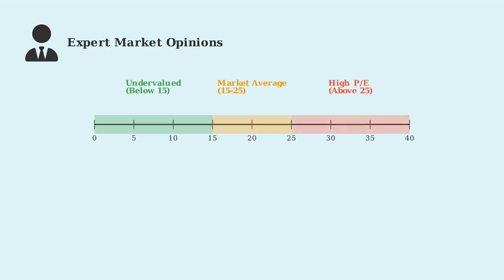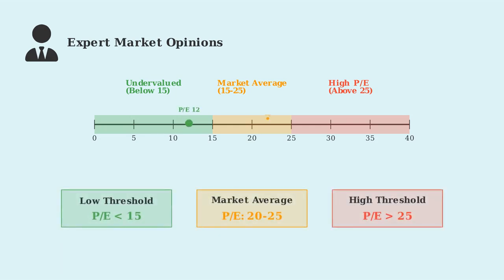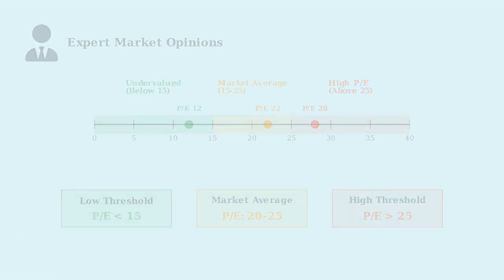Conversely, PE ratios above 25 are generally considered high. This indicates investors are paying a premium, often expecting significant future growth. These expert guidelines provide a framework for evaluation. A PE of 12 would be considered undervalued, 22 falls in the normal range, while 28 would be considered high. Remember, these are general guidelines from market experts. Individual investment decisions should always consider additional factors beyond just the PE ratio.